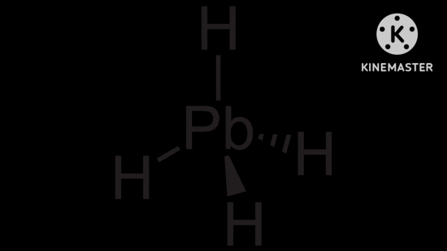Again, hydrogen is less, 0.6 to 0.7. Next is palladium hydride, PdH. H is between 0.6 to 0.8. Then if a question is asked, by seeing the fraction you can tell this is a non-stoichiometric hydride, or metallic hydride.